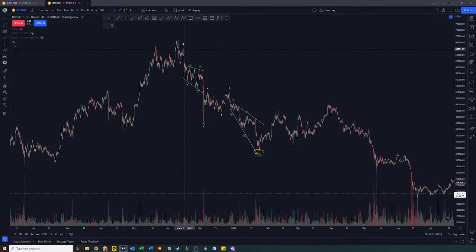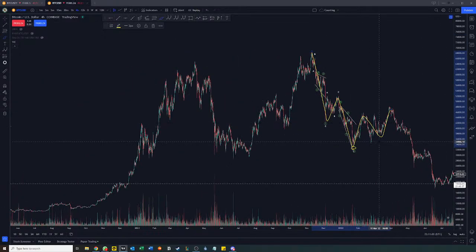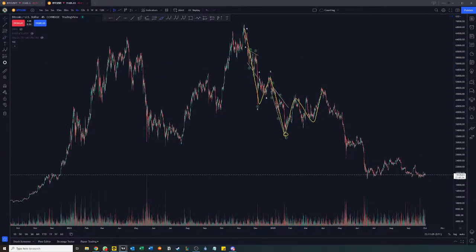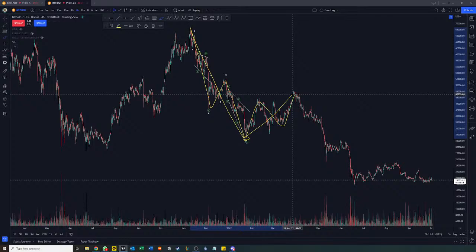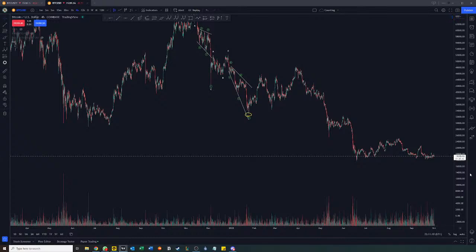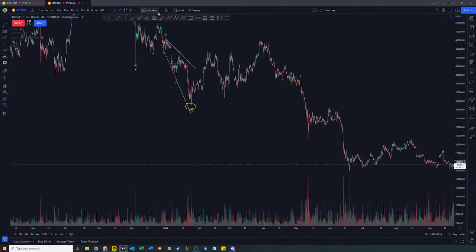Yes, so we ended with an ABC here. Now we see an ABC here. It's just repeating in a bigger way, bigger time frame. So since A, B, now we want to see 5 wave down, and this is shown here. So let's count again. 1, 2, 3, 4, 5.